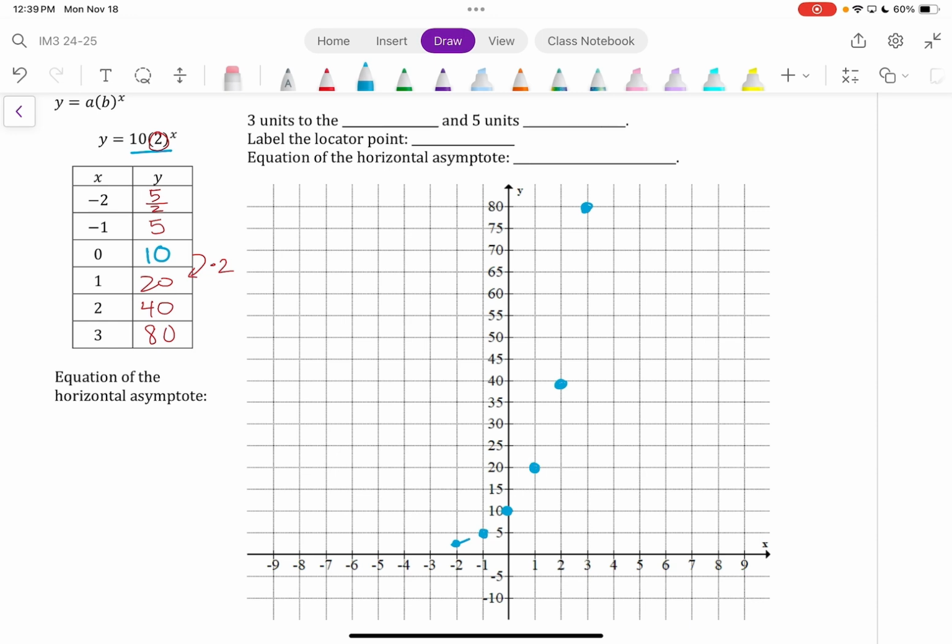We can connect the points. All right, and then don't forget, as we go to the left, you're going to get really close to the x-axis, but you're not going to cross it. So that is your original function. That is your original graph. So blue, I'm going to write here on the side. Blue is original. This does not have any transformations yet.